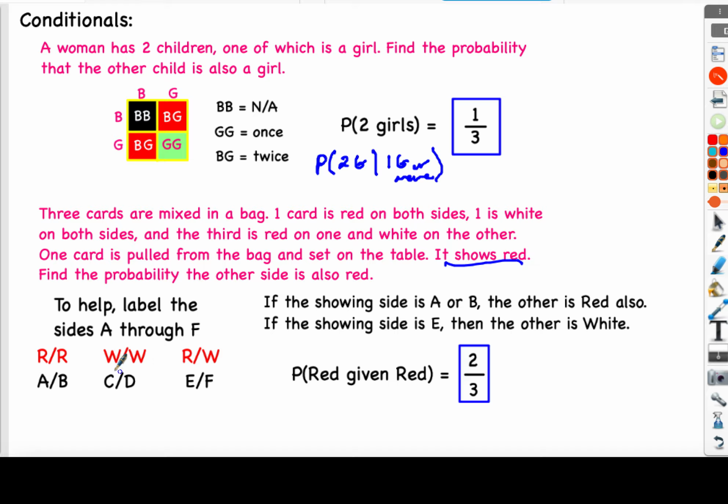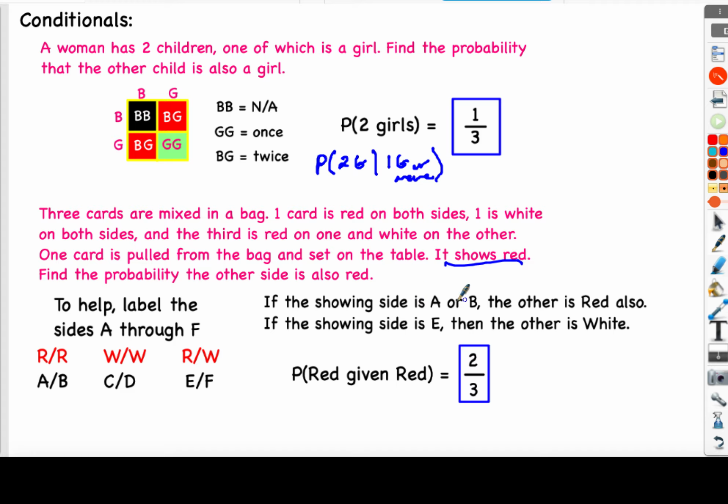Well, let's think about this scenario. We've got 3 cards. There's a red, red, white, white, and red, white. I'm going to name the sides. I'm going to say there's a red, we'll call that A. There's a red called B. Those 2 are kind of in 1 card. There's the card with the white, white. We'll call them C and D. And then the red and white, that's E and F.